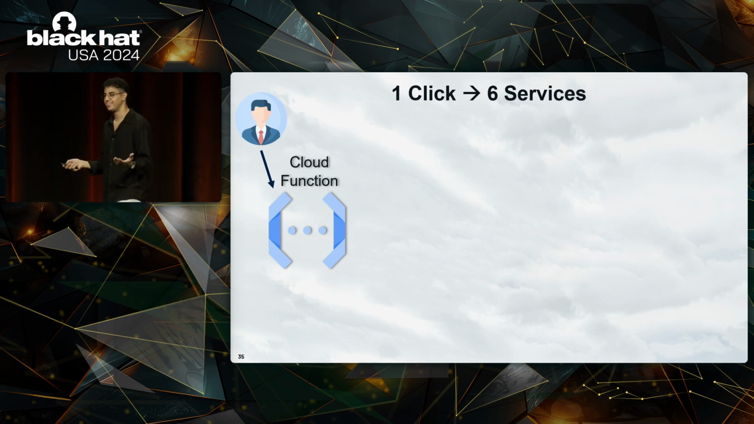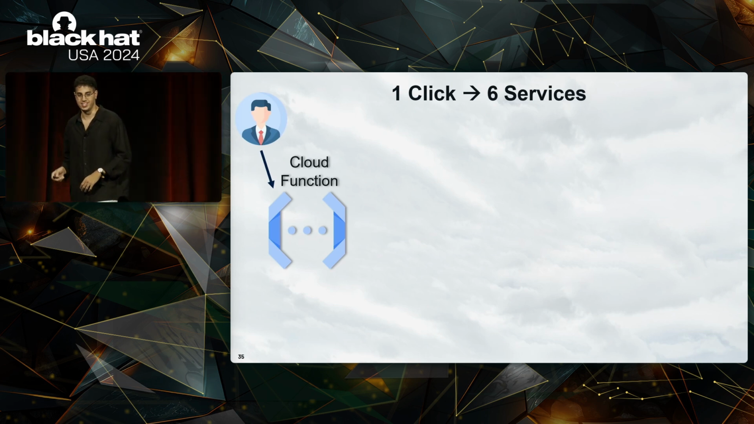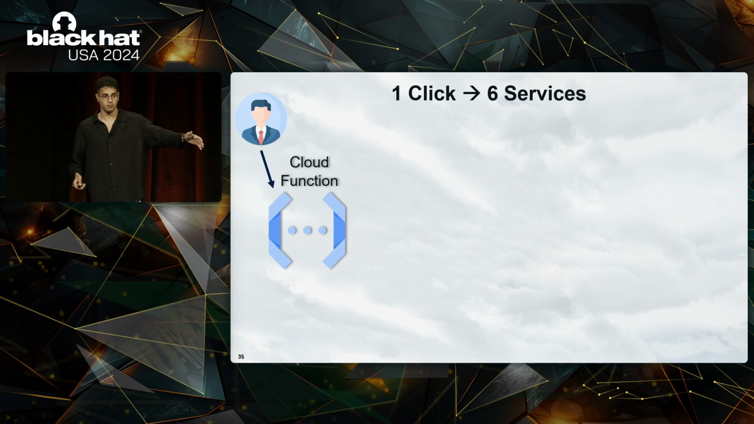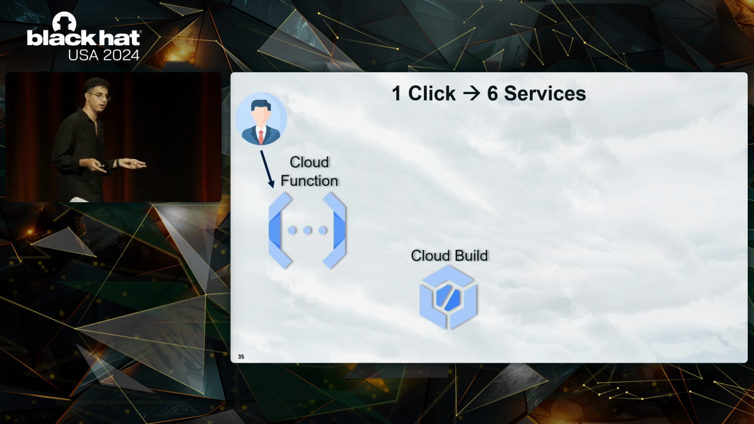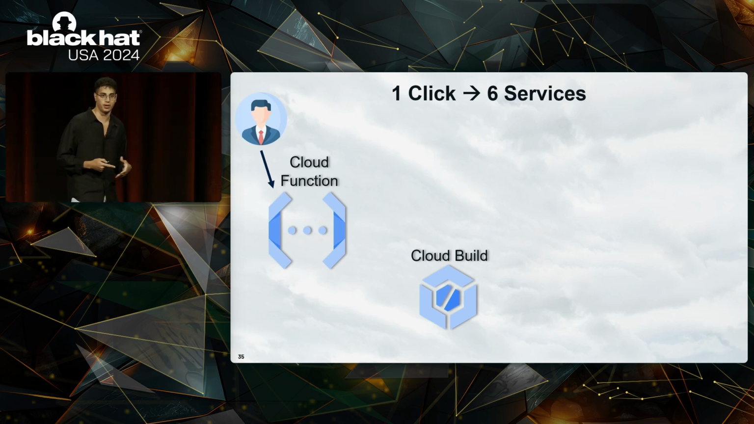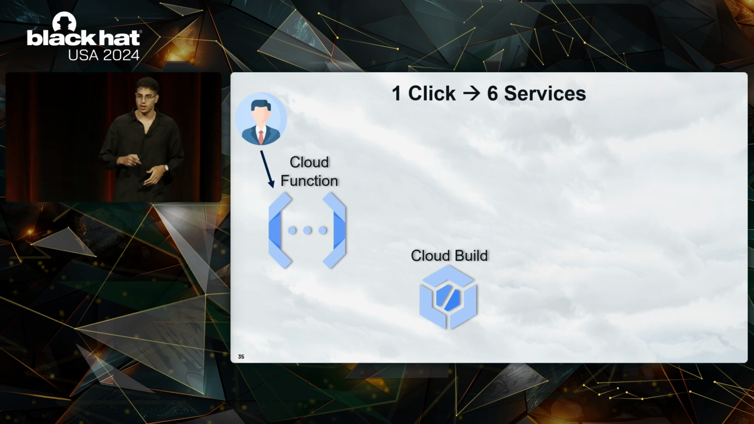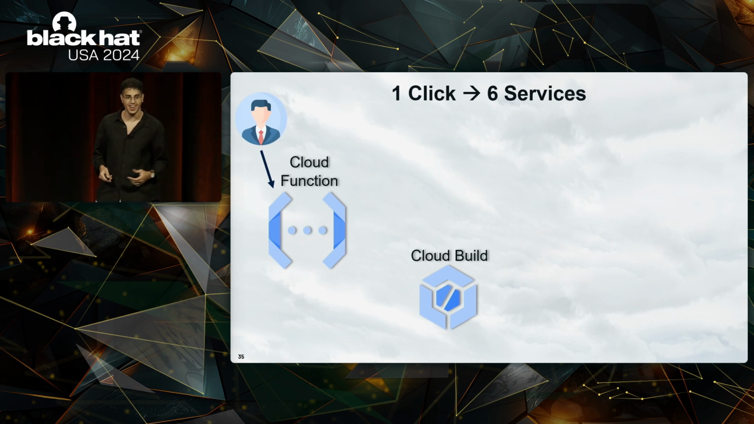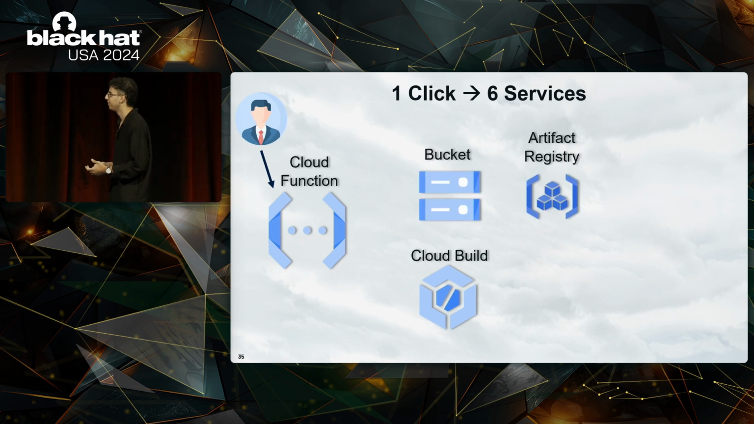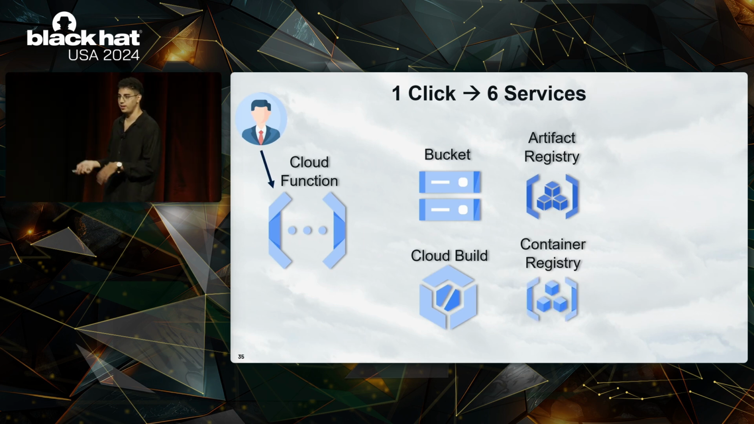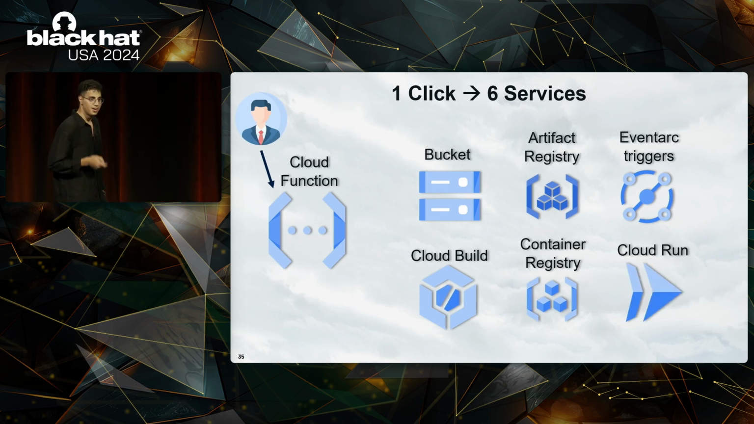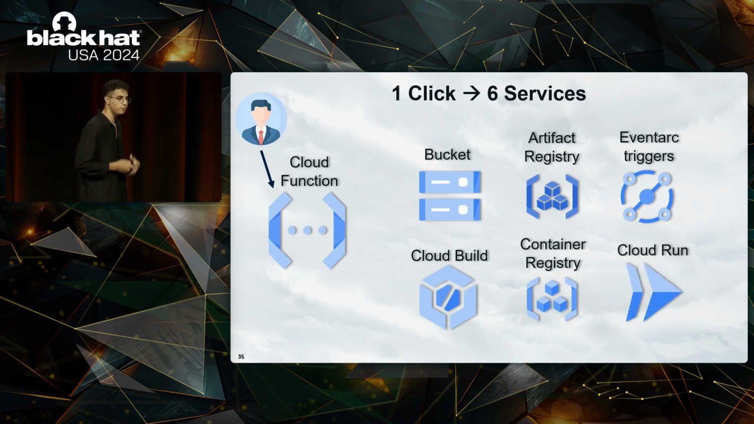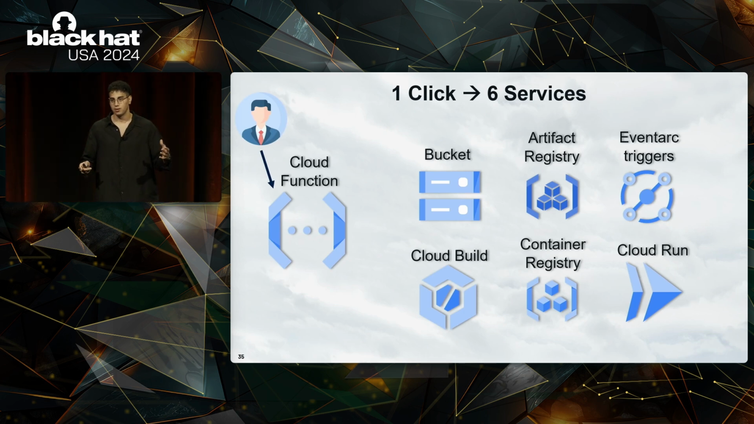Well, I had. A lot of stuff is going on behind the scenes. So I created a cloud function, an innocent one, as an ordinary user. And I saw this Cloud Build trigger in the Logs Explorer in GCP. Turns out that this Cloud Build trigger was initiated and created by the cloud function I just created. And not only that, also a bucket was created, an artifact registry, or a container registry, and possibly Eventarc triggers and Cloud Run.